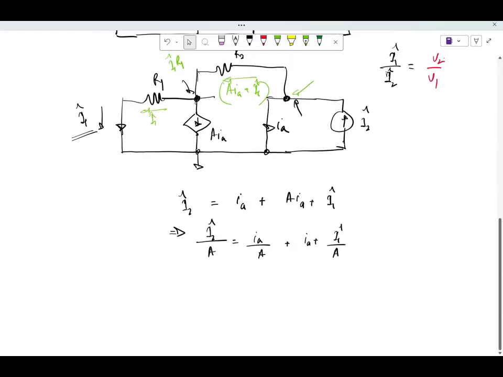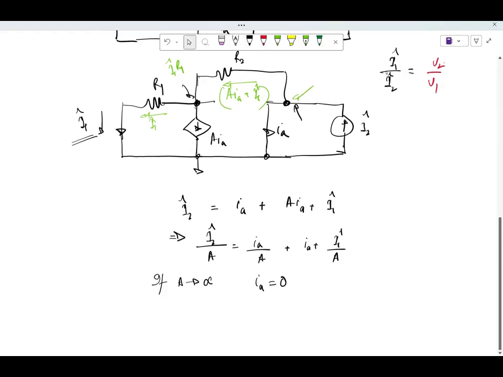So if A tends to infinity, then clearly IA goes to 0, right? Note that IA goes to 0 does not mean AIA goes to 0, because as A tends to infinity, IA tends to 0 can lead to a finite solution. So we will not set AIA to be 0, but we definitely know for sure that IA is equal to 0.